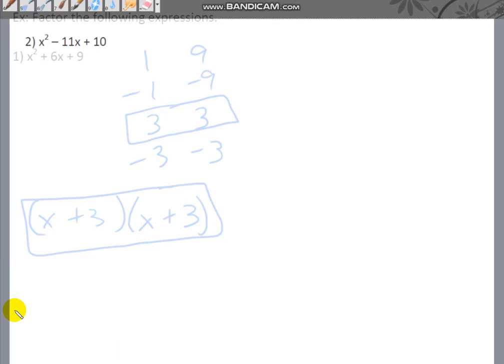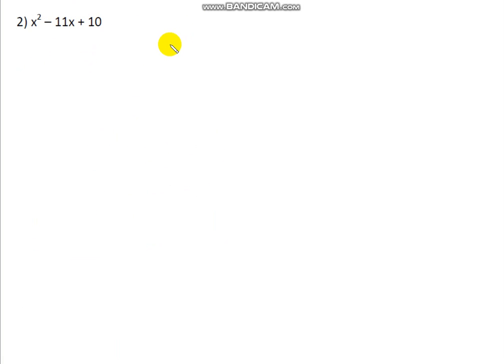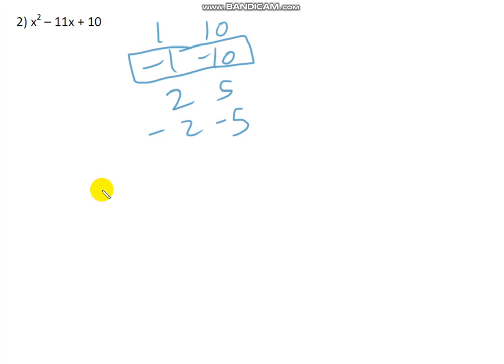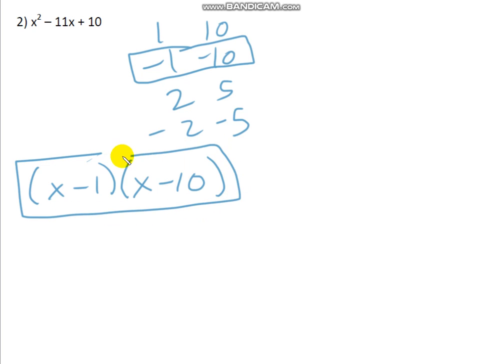Okay? Next problem, x squared minus 11x minus 10. You're finding two numbers that multiply to 10 and add up to -11. Let's go ahead and do that. So 1, 10, -1, -10, 2, 5, -2, -5. Two numbers that multiply to 10 and add up to -11. I see that this could possibly work. So this is x minus 1 times x minus 10. And that is your factors. Go ahead and check that to see if that works.